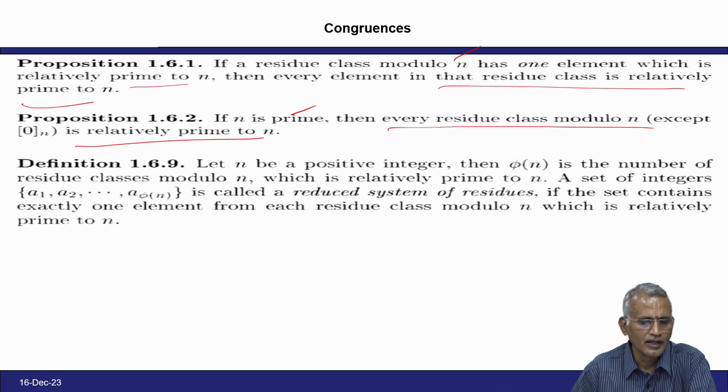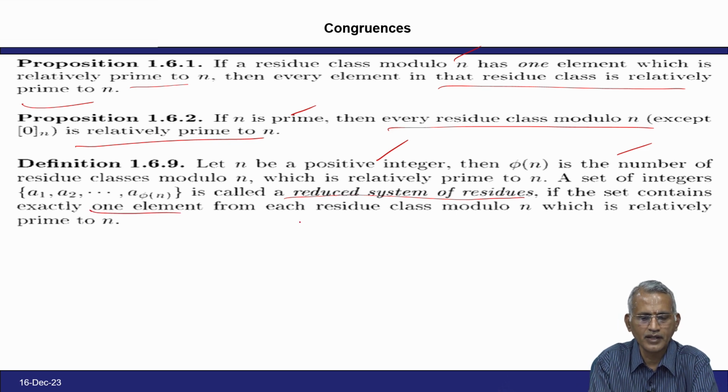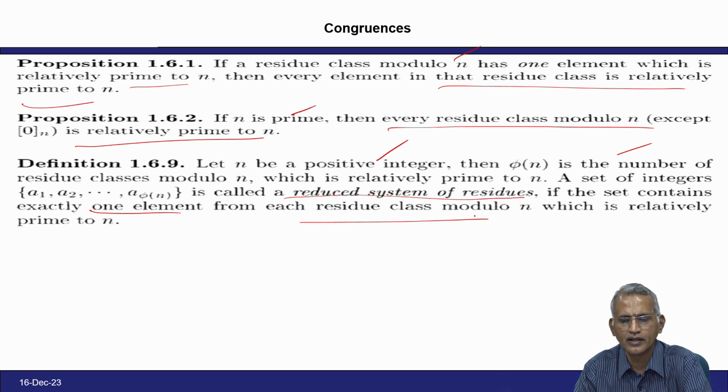Next we have a definition. Let n be a positive integer, then the Euler totient function phi of n is the number of residue classes modulo n which are relatively prime to n. A set of integers a1, a2 and so on up to a phi of n is called a reduced system of residues if the set contains exactly one element from each residue class under modulo n which is relatively prime to n.